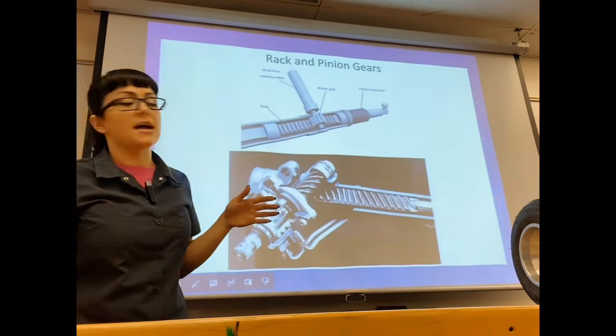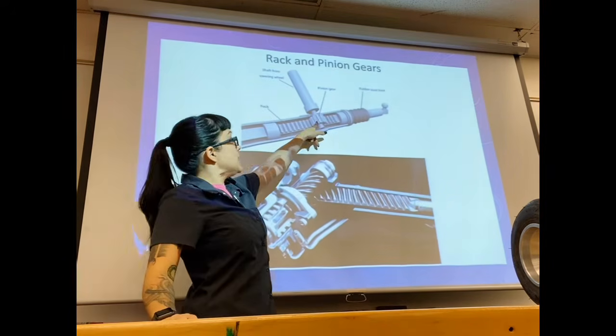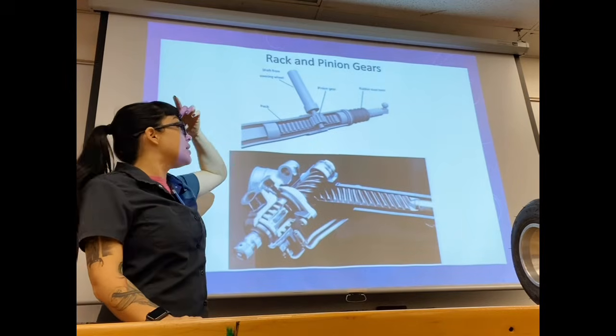Here's another picture of that design. So here is our pinion gear. It's a sort of round gear.